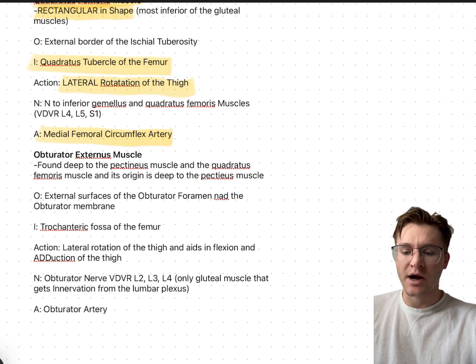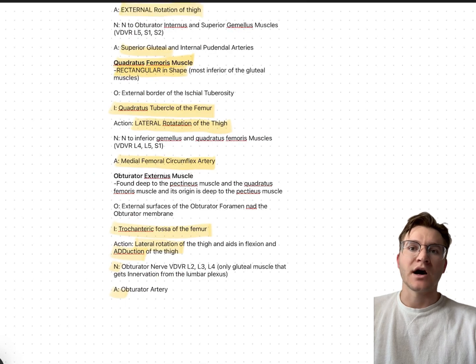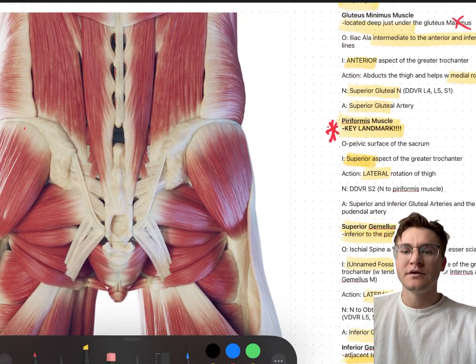Okay, and we also have our obturator externus muscle. It inserts on the trochanteric fossa of the femur, and it's responsible for laterally rotating the thigh and abduction of the thigh as well. It has an obturator nerve and obturator artery because it's an obturator muscle.